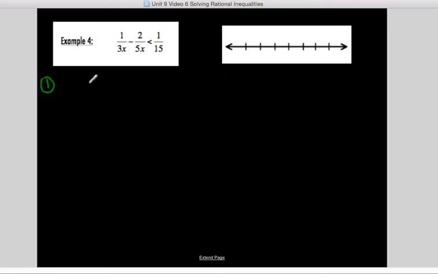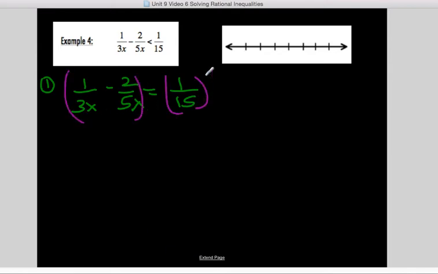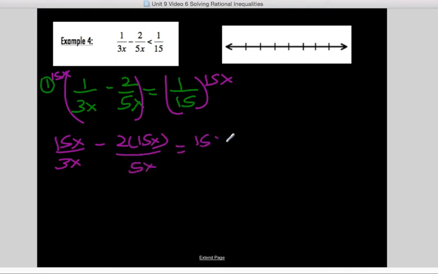Step 1, solve the equation. So once again, I'm rewriting it. I would say 3, 5, and 15. I can make them all be 15. However, they both have an x, so it has to be 15x. So I have 15x over 3x minus, I'm going to do 2 times 15x over 5x equals 15x over 15.